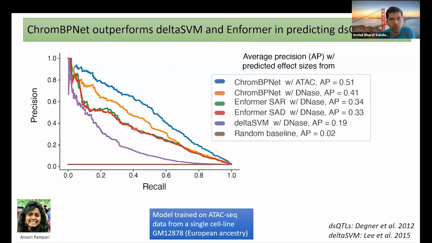But here's our little ChromBPNet model. This is trained on one experiment. It's a tiny model. You can train it on one GPU in 4 hours, and it substantially outperforms the Enformer model by a big margin.